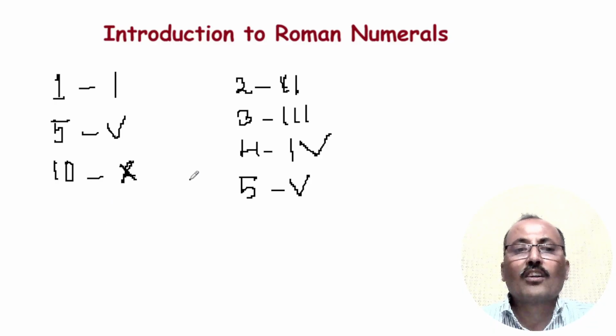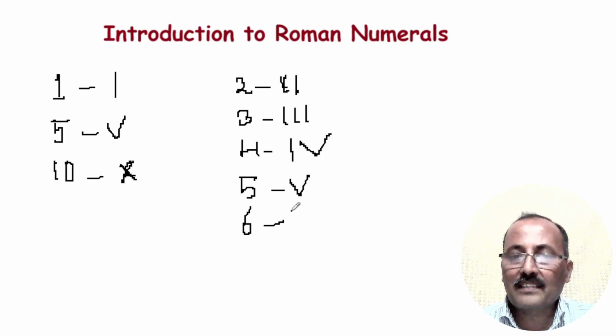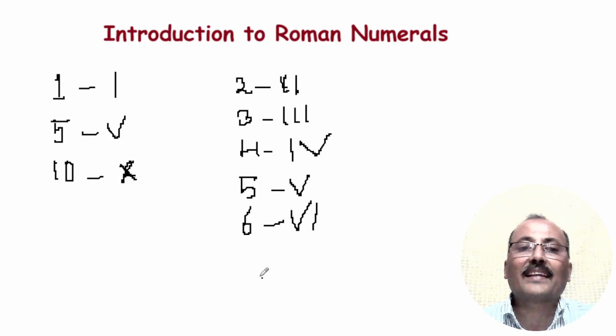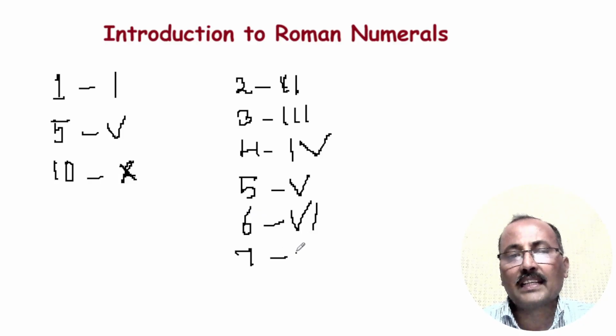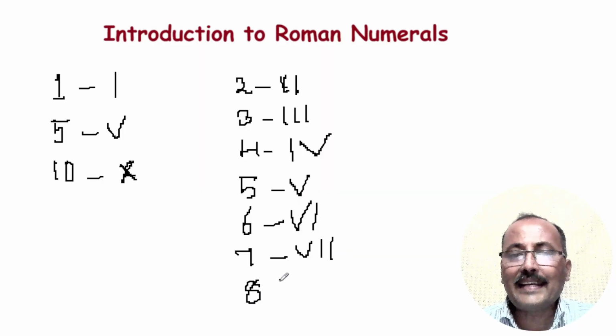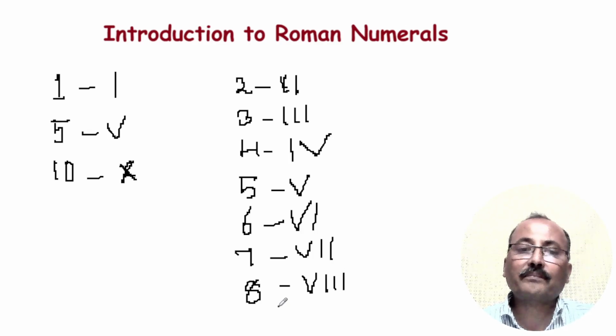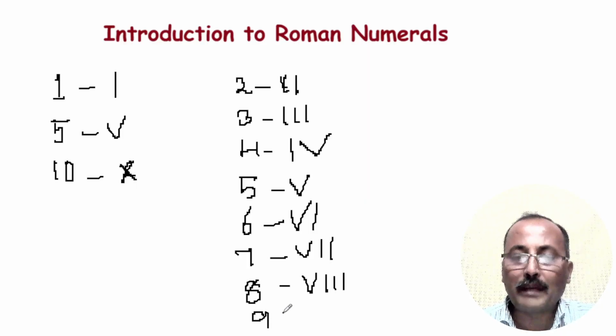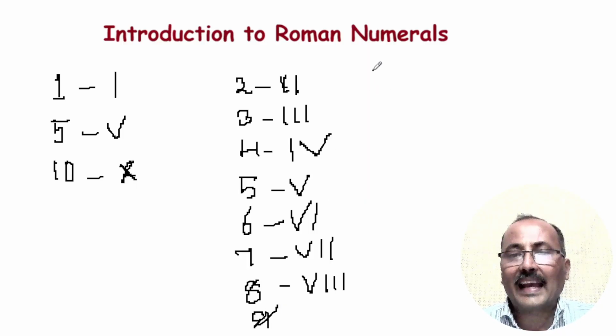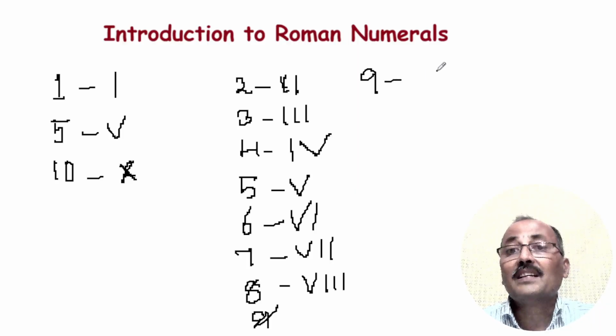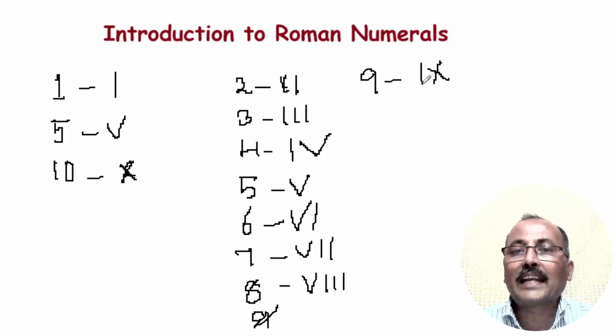Then what can be given for 6? That means 5 plus 1 is 6. Then for 7, it is 5 plus 1 plus 1. Then for 8, it is V plus 1 plus 1 plus 1. That's all. But for 9 alone, they made a shift. What is that shift? 10 minus 1.